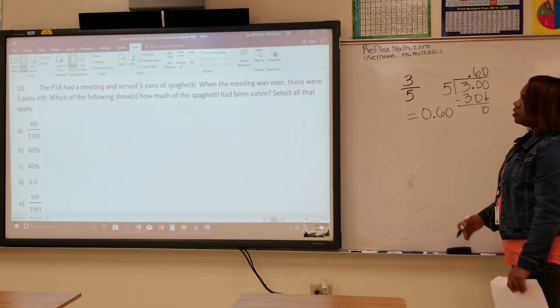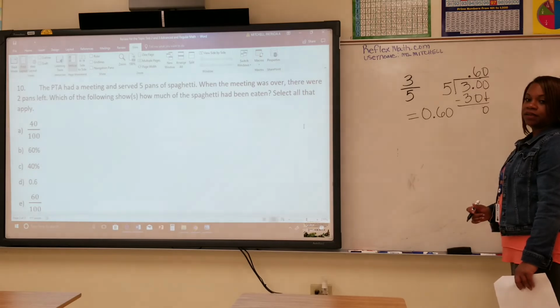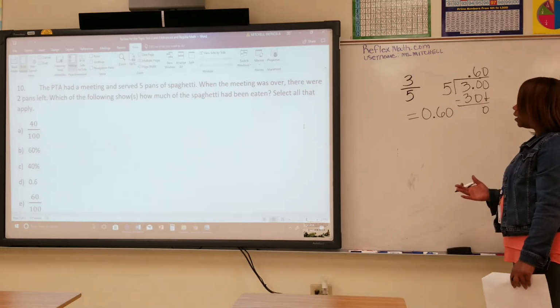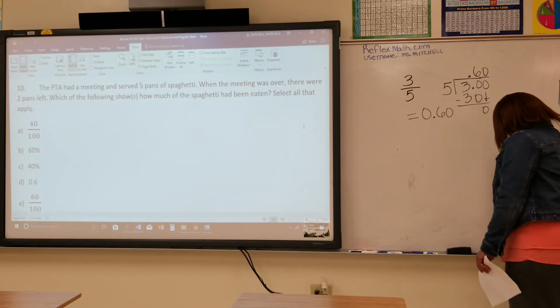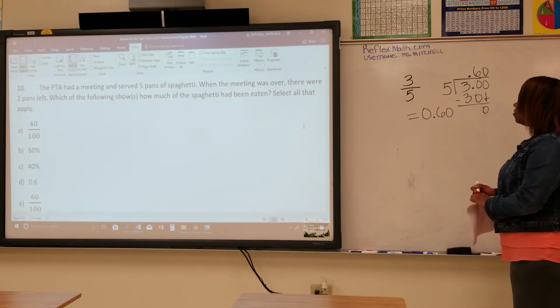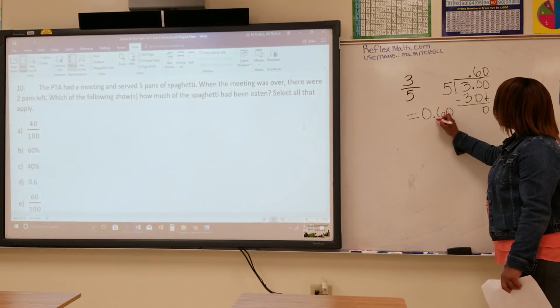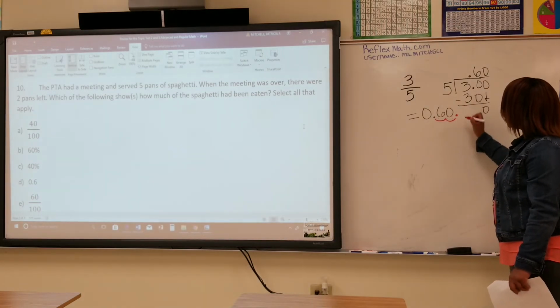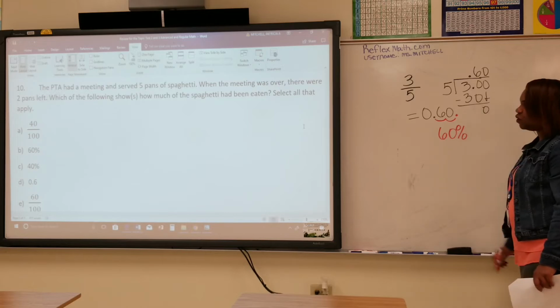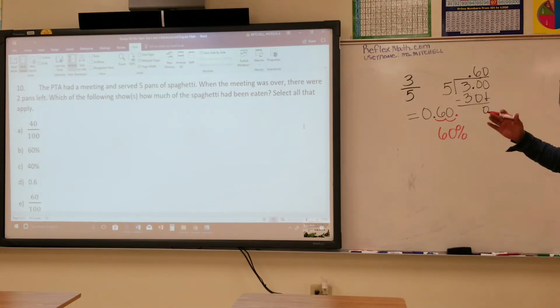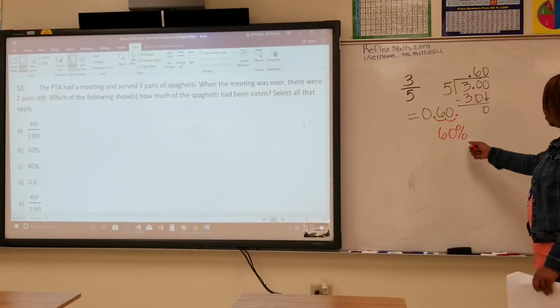Now, it says select all that apply. That means we may have more than one answer. So, let's go ahead and take it to percent. And we just move that decimal place over, and now we have 60%. Do we find 60%? Yes, we do. B. But now let's take it a step further, and let's turn it into a fraction.